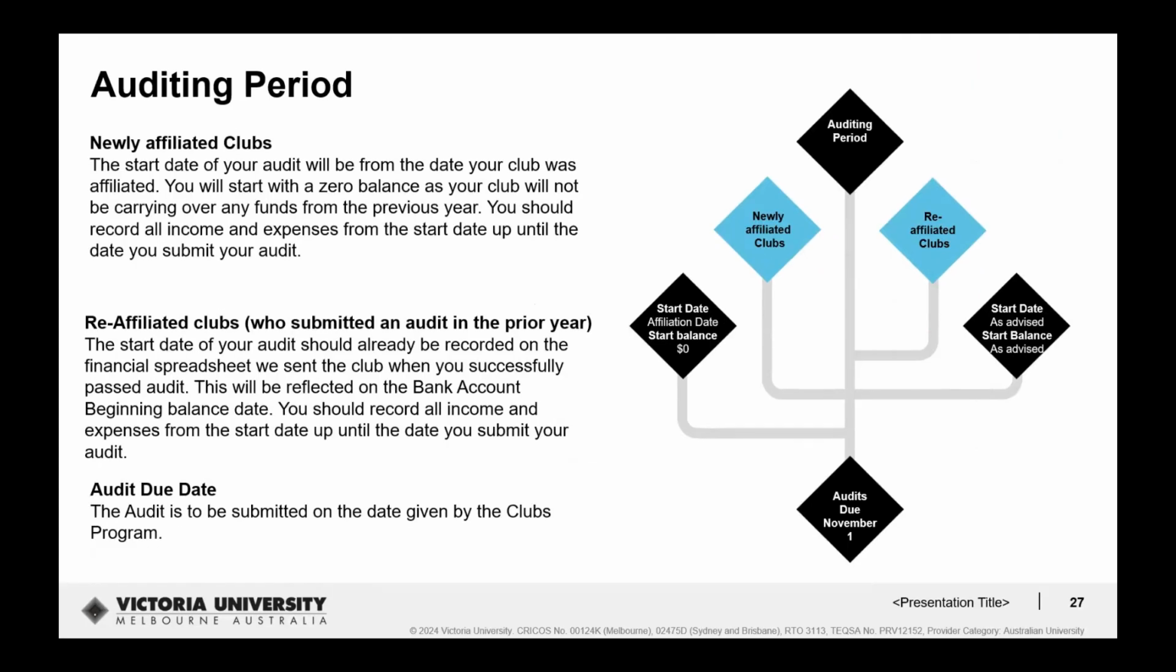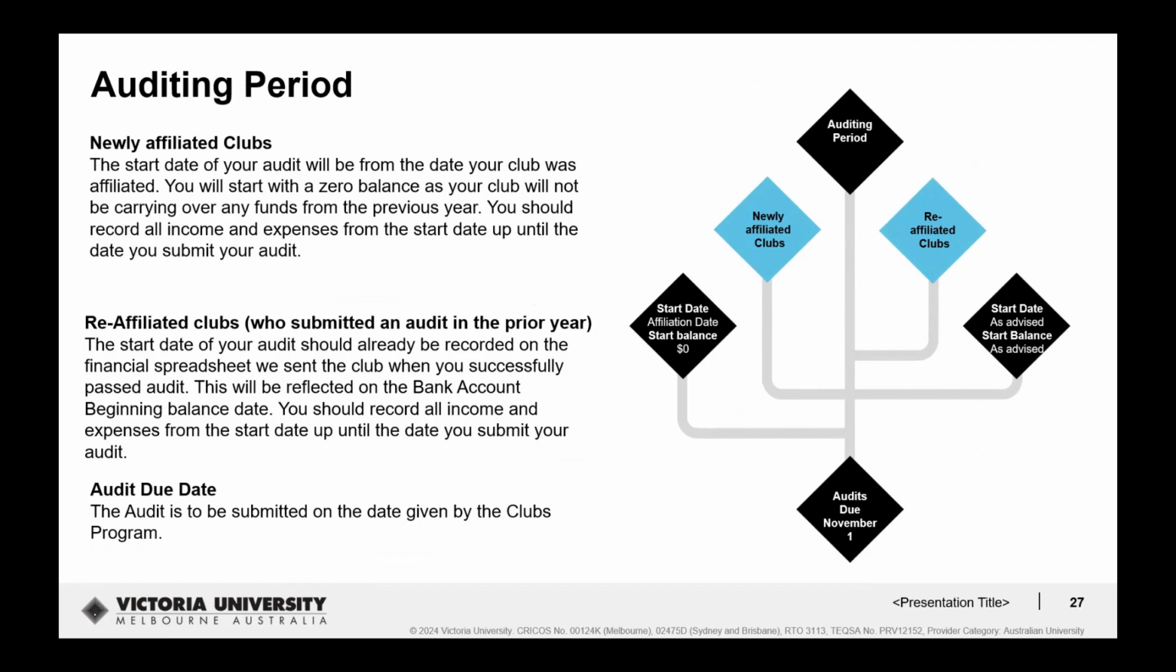Let's talk about the auditing period. The audit is to be submitted by November 1st each year. We will start accepting audit submissions from October 1st if you want to get in early. The Treasurer will prepare the audit and send through the documents via email or share via their Club G Drive.